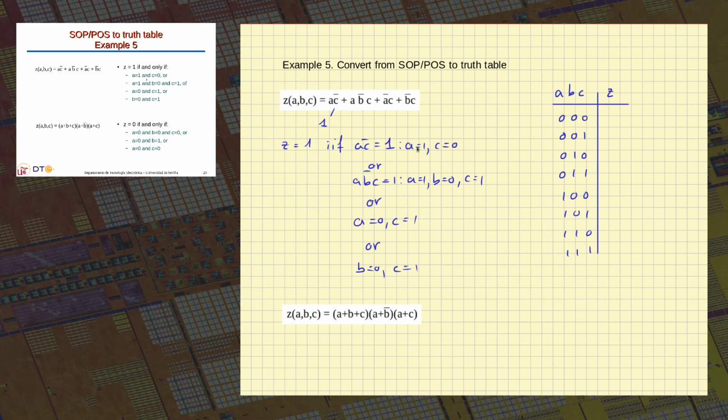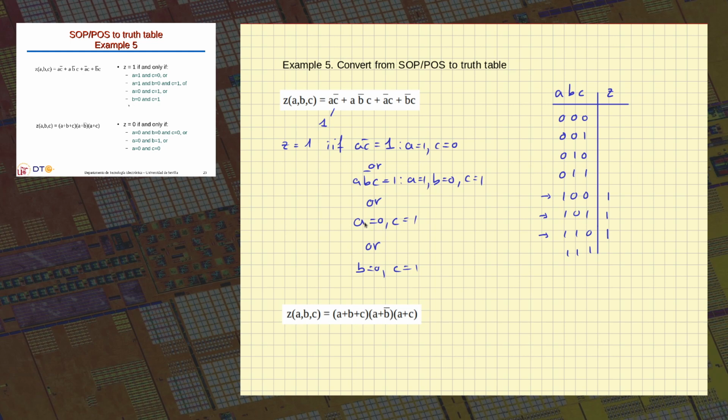This is A equal to 1, C equal to 0. I have it here, and also here. So I know the function is 1 in these cases because of this condition that comes from this term. Now the next term. The condition is that A is 1, B is 0, and C is 1. So in this case, my function is also 1 because of this term here.